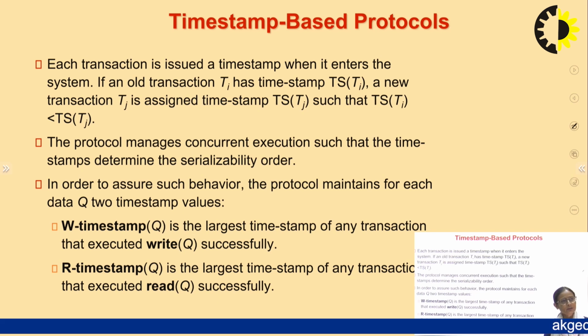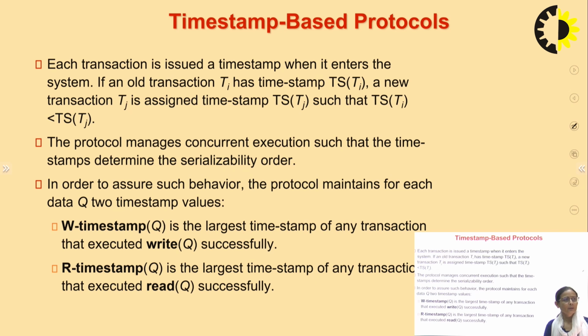Each transaction is issued a timestamp when it enters the system. If an old transaction Ti has timestamp TS(Ti) and a new transaction Tj is assigned timestamp TS(Tj), then automatically the timestamp of Ti is less than the timestamp of Tj. The protocol manages concurrent execution such that the timestamps determine the serializability order.